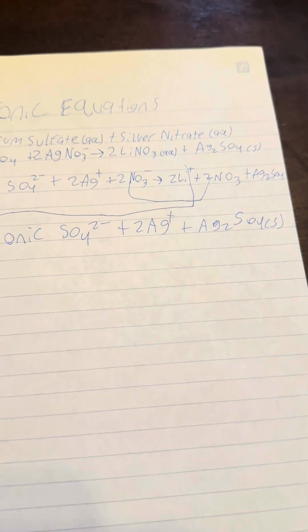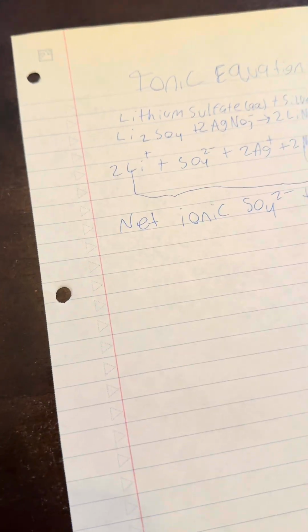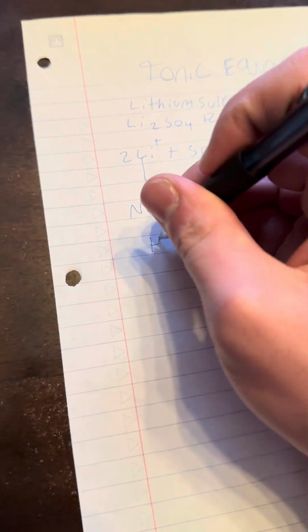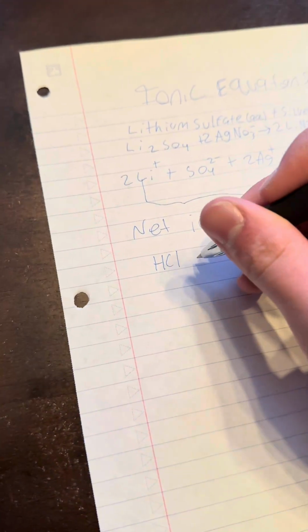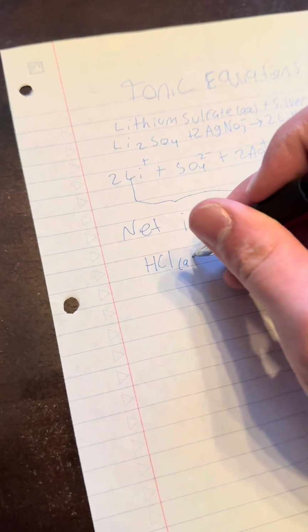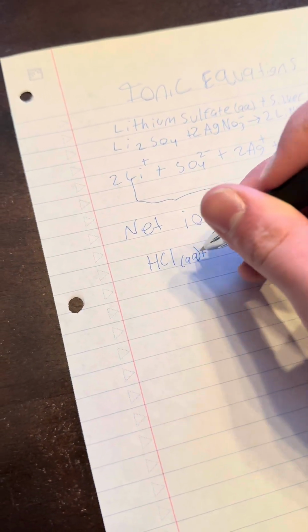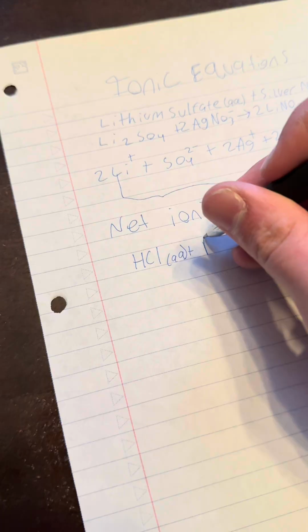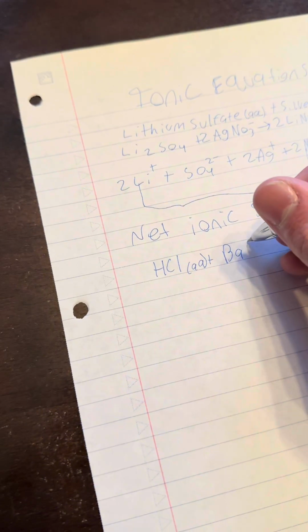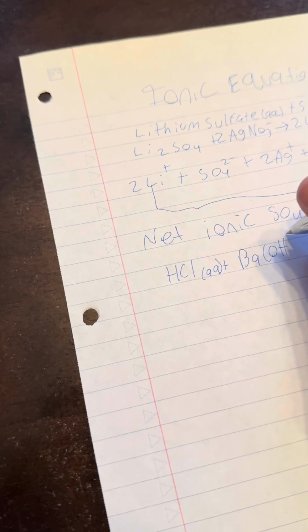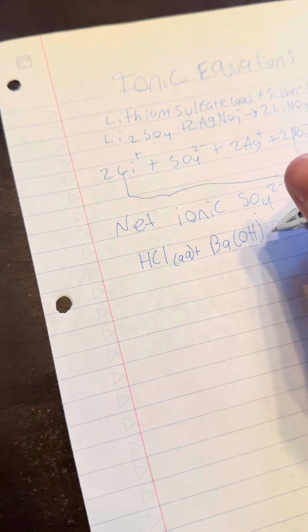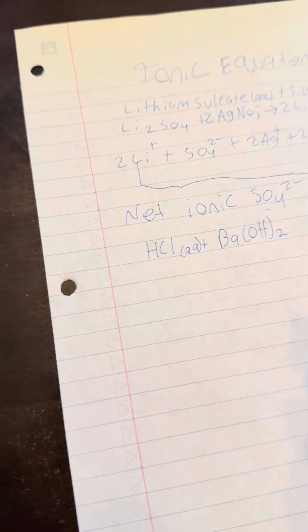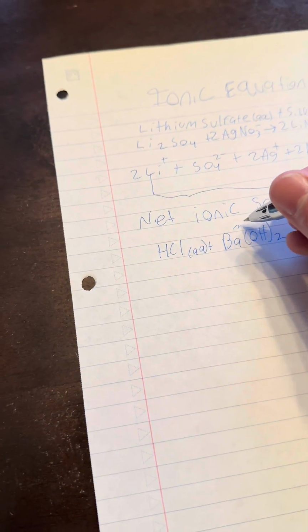There's another type which ends up being a water. So an example of that is hydrochloric acid, which is aqueous, plus barium hydroxide. Hydroxide is a polyatomic ion, which is -1, so we're going to need 2 because barium is an alkaline earth metal, so that's going to be a 2+.